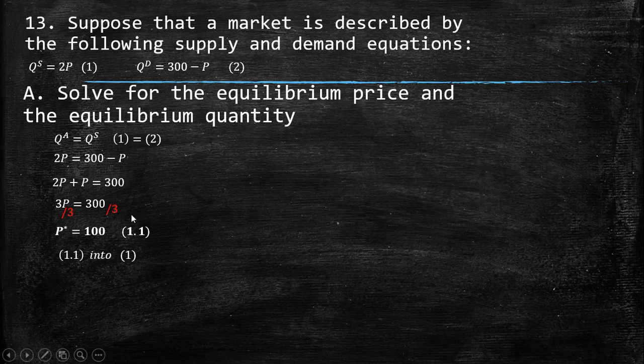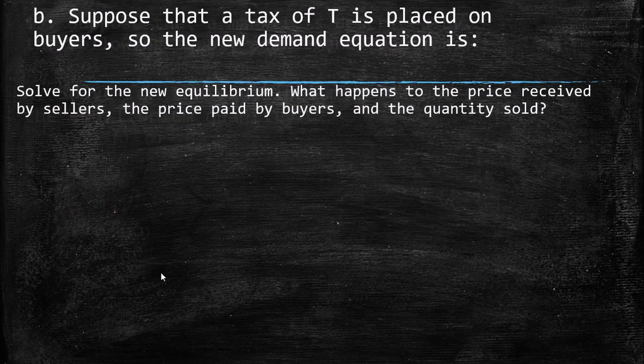I can take this result, equation 1.1, into equation 1. Instead of p, I'm going to plug in 100. So the equilibrium quantity is going to be 200.